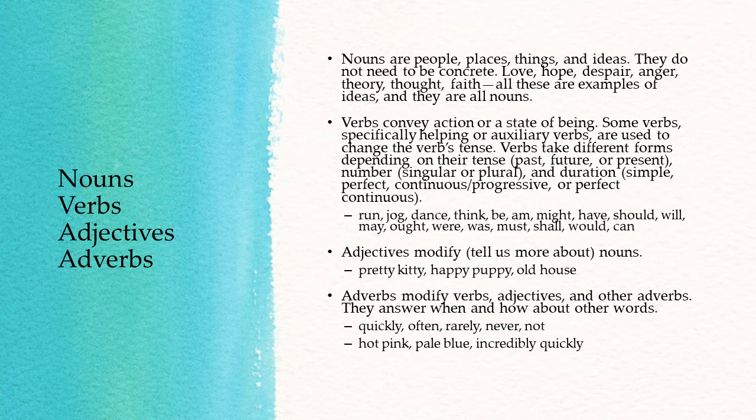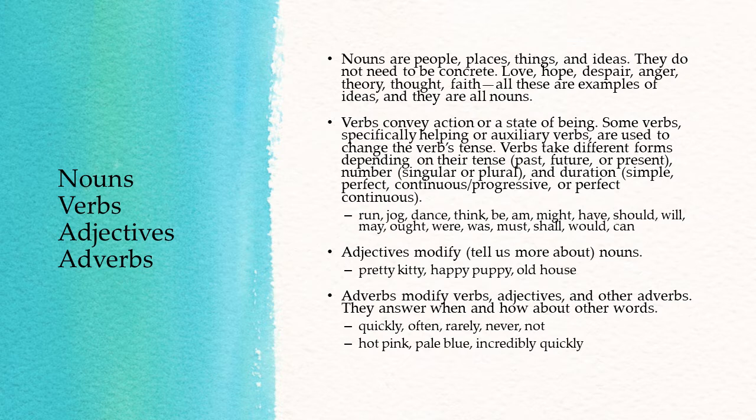So some examples of verbs: run, jog, dance, think, be, am, might, have, should, will, may, ought, were, was, must, shall, would, can. And so not all of these are actions. Some of them kind of just show existence, such as was, and others kind of help other verbs like shall.